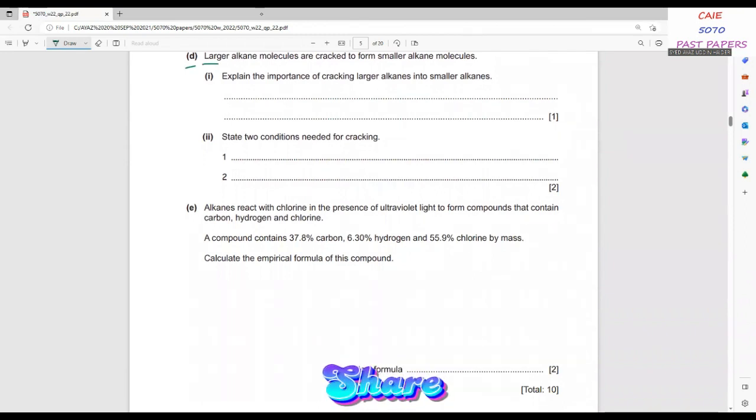The larger alkane molecules are cracked to form smaller alkane molecules. Number one, explain the importance of cracking larger alkanes into smaller alkanes. They are cracked in order to meet the demand of short chain alkanes, which are high in demand.